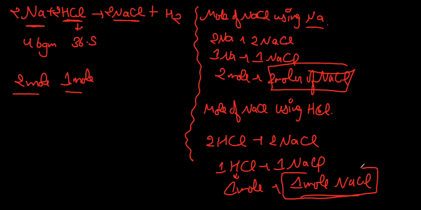But now this is a problem because you cannot have two different values of a product. This is the product. Product needs to be fixed. I'm not saying the amount of product should be more or less. It can be anything, but it should be fixed. According to Na, I'm getting 2 moles. According to HCl, I'm getting 1 mole. Now, this is where the issue arises. So, this is why we need to study the limiting reagent.